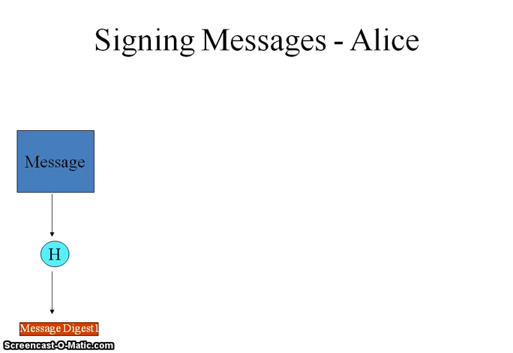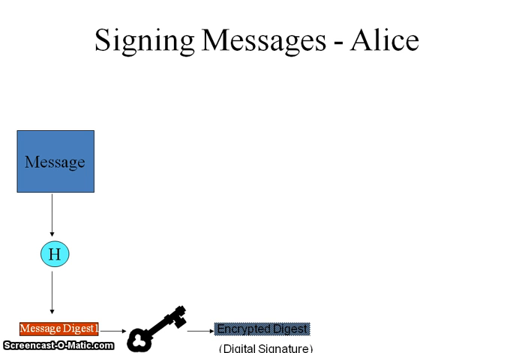You can see here the complete diagram of how signing a message is done by Alice. This is the message which is signed by Alice. First of all, it generates the hash on that message. The output of that is called a message digest. Then it applies encryption on that message digest, which is called the encrypted digest, that is called a digital signature.